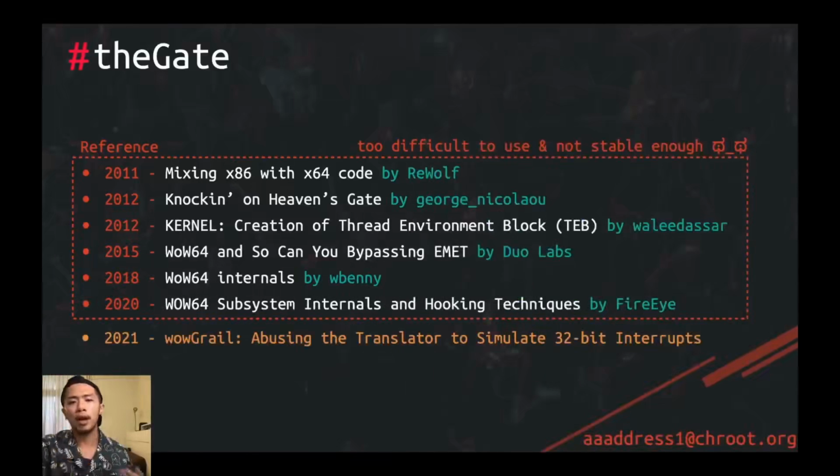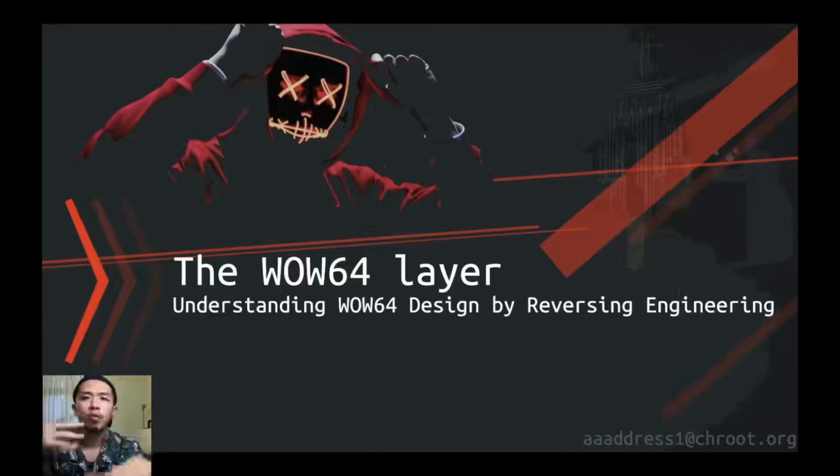So in this talk, I create a new POC named WoW. Maybe we can just use the translator inside the WoW64 layer, and we can use the translator directly to simulate every 32-bit call into 64, using it as a new Heaven's Gate. Before we talk about the attack details, we need to figure out how the WoW64 layer works by reverse engineering.